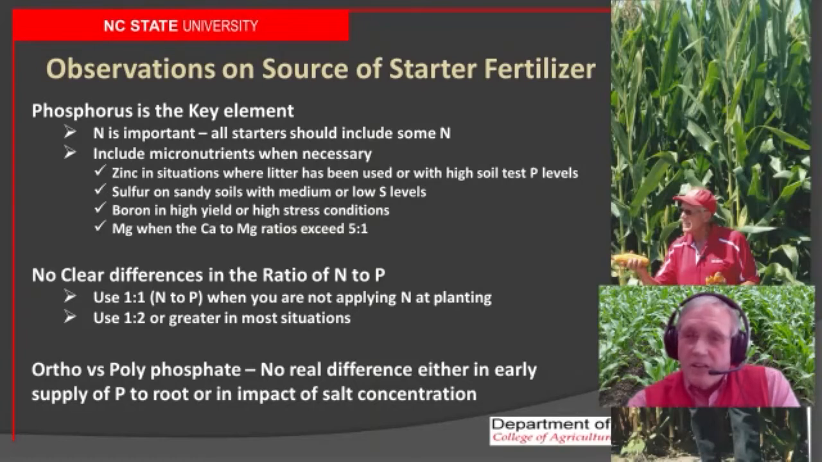So boron in high yield or high stress situations, I think should be thought of as part of the mix. And then magnesium. Now, mag is hard to use in a starter fertilizer, so I'm not suggesting that you go try to find a blend with a magnesium. But there are cases where I would apply magnesium at planting time. And that's when calcium and mag ratios exceed 5 to 1, 5 parts calcium and 1 part magnesium.